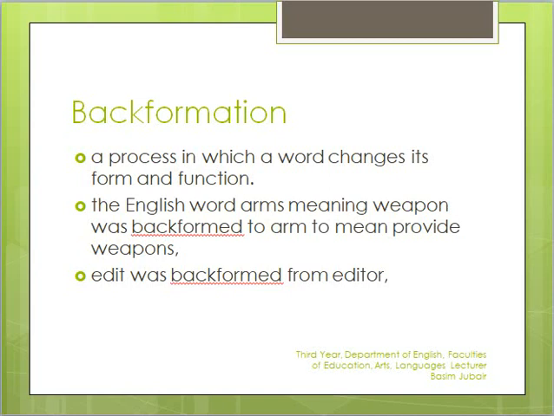Let's see how. For example, the English word arms, meaning weapons. This word was backformed to arm, which means to provide weapons. So from being a noun in terms of form, it is now a verb. The function of the noun, of course, differs from the function of the verb. So the function and the form are backformed, or changed.